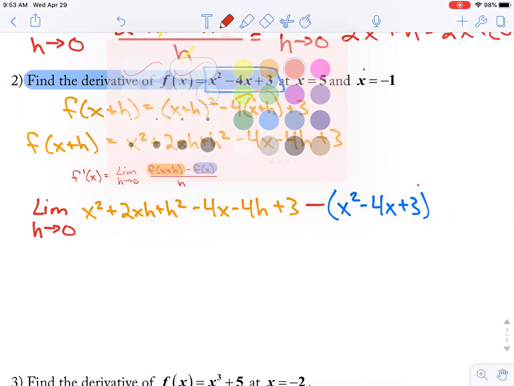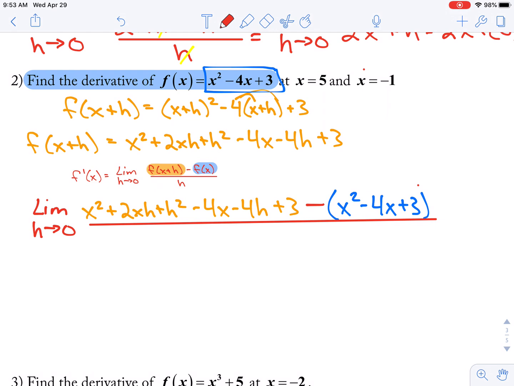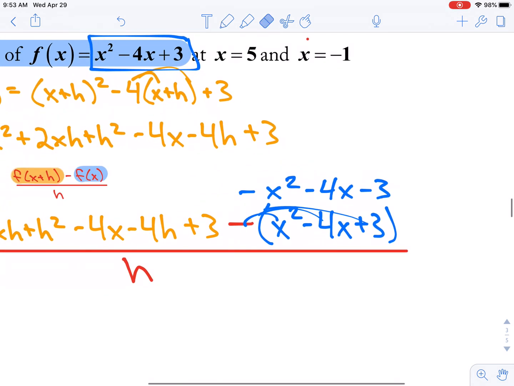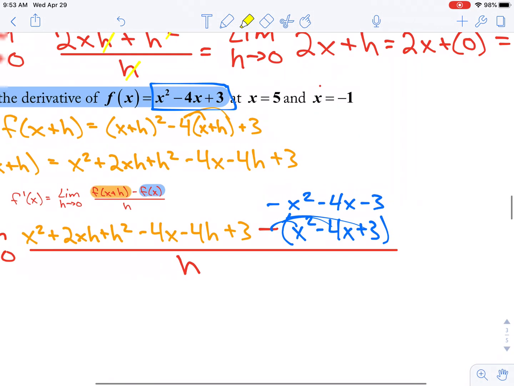And this is all over h. So again, the same thing here. We're going to distribute this negative to each of these right here. So now we're going to simplify the problem that we're looking at.